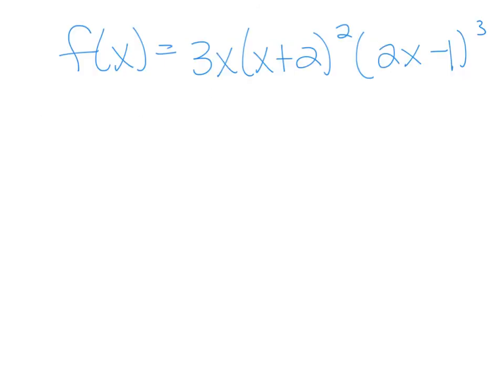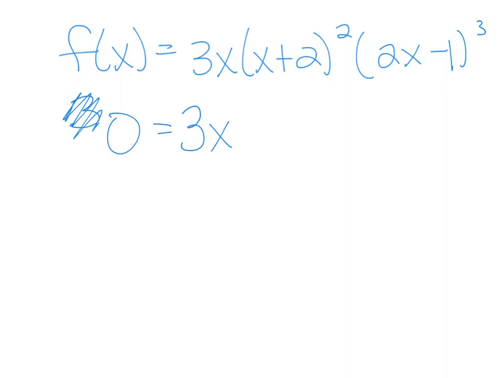Okay, we're looking at this function here, f of x equals 3x times (x plus 2) squared times (2x minus 1) cubed. And we want to determine the zeros of this function and state the multiplicity of any repeated zeros. So first of all, we're going to set this function equal to 0. So f of x equals 0. Again, y is equal to 0 when we find the x-intercepts of the graph. So we set f of x equal to 0.